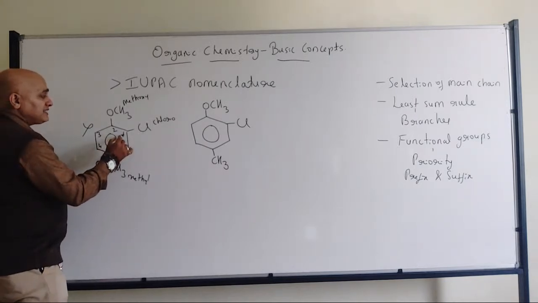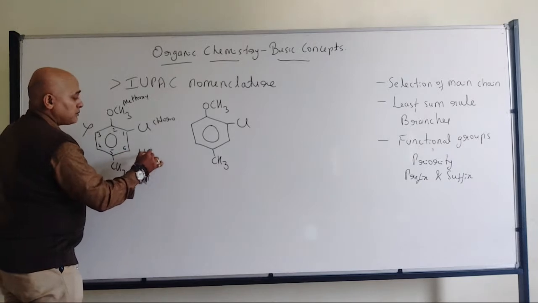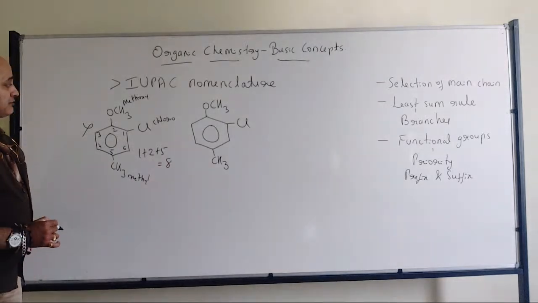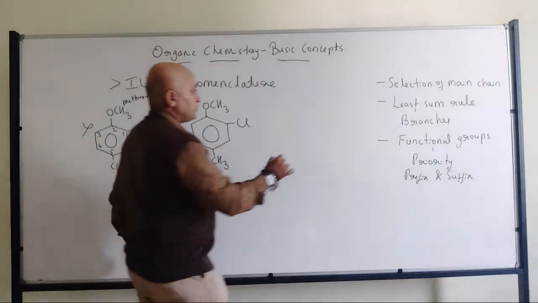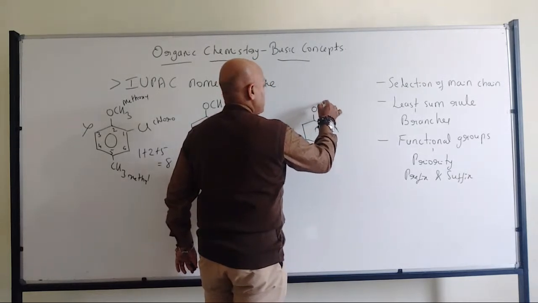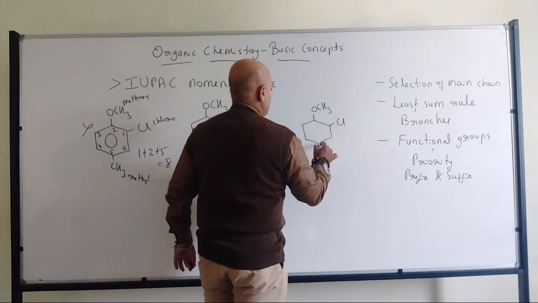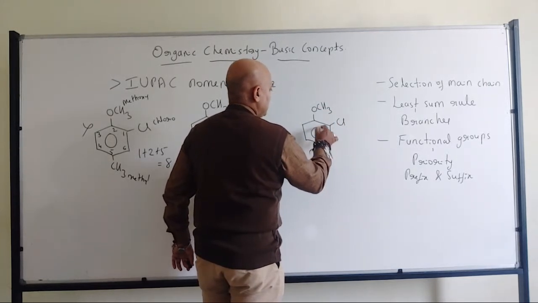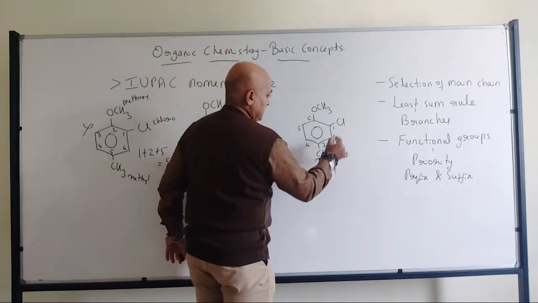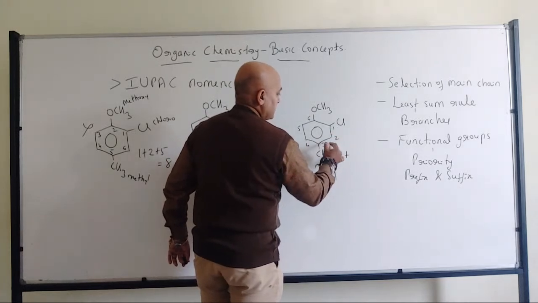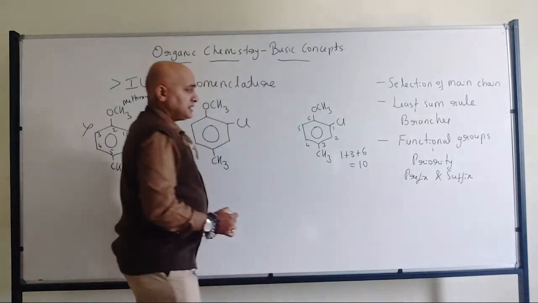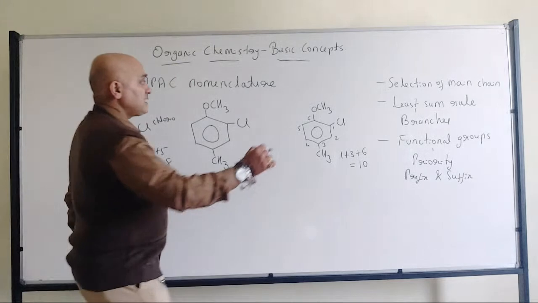because if I add 1, 2 and 5, 1 plus 2 plus 5, the total will be 8. Now, some students say, anyway sir, whatever happens, we have to go with alphabetical preference. So therefore, they will write like this: 1, 2, 3, 4, 5, 6. Now if I add 1 plus 3 plus 6, it will become 10. So this is also wrong.